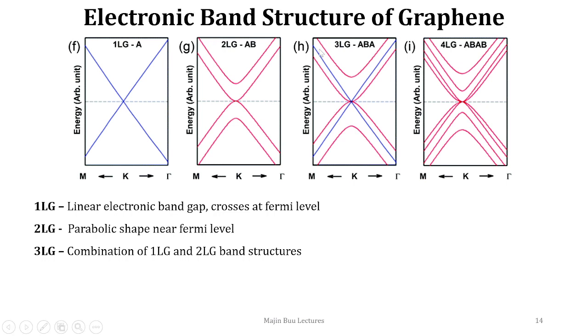Now, the electronic band structure of graphene is very peculiar, as can be seen from the structures here, because a one layer graphene is going to possess a linear electronic band structure which crosses at the Fermi energy level. Whereas for the two-layered graphene, you're going to have a parabolic shape near the Fermi level, and a three-layered graphene is going to have a superposition or the combination of the one layered and the two layered AB stacking graphene structures.